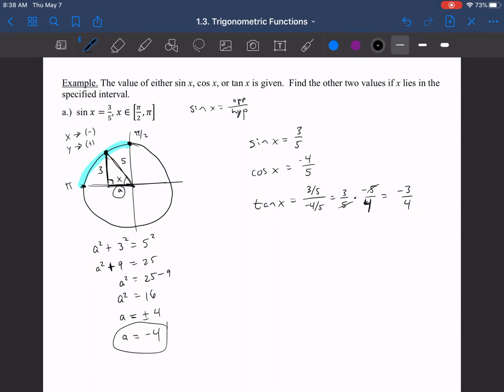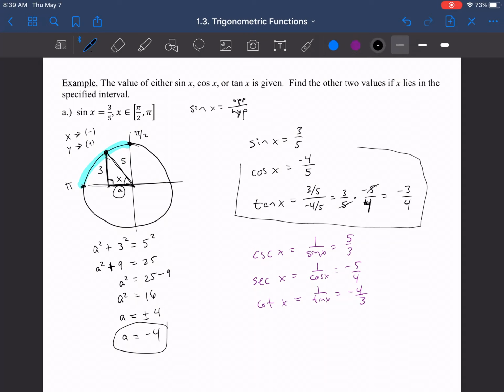Real quick, if you did want them, cosecant of x would be 1 over sine of x, which would just be 5/3. Secant of x would be 1 over cosine of x, which is going to be negative 5/4, and cotangent of x is 1 over tangent of x, which is just negative 4/3. So if it asked you to do all of them, that's what the other ones would be. But it only asked us to do the other two, so these are the two that we have there.